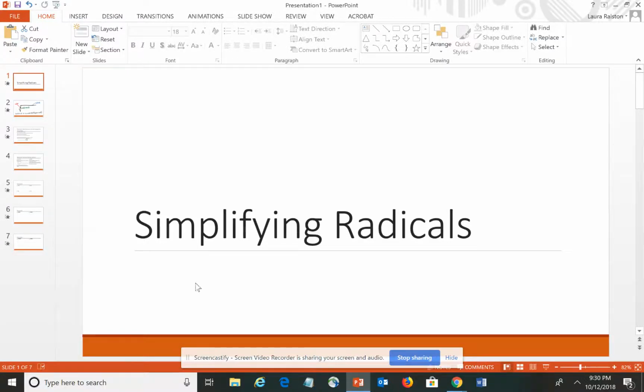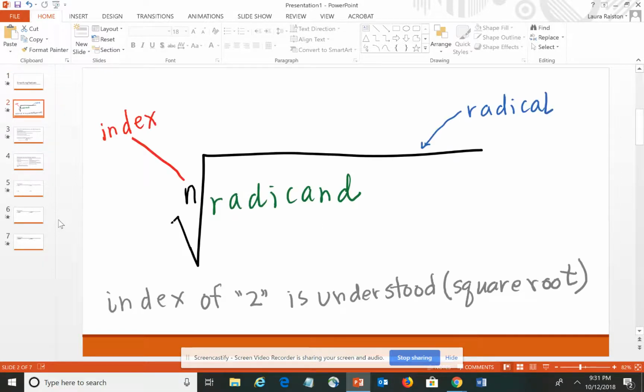This video is going to help you learn how to simplify radicals, but before we can really look at simplifying radicals, we need to understand the terminology associated with radicals. So I've drawn a picture for you. The little symbol that looks sort of like a big check mark is called a radical. You have an index, which is the little small number written in the V part of the check mark, and then the expression underneath the radical is called the radicand.